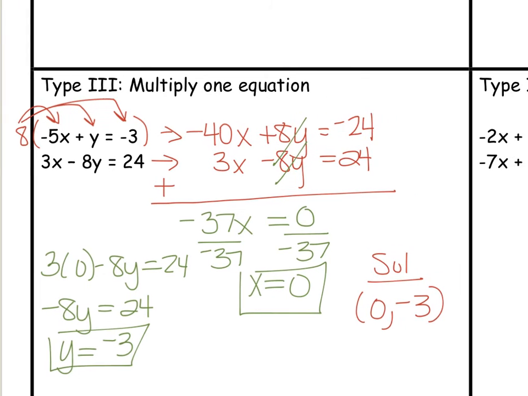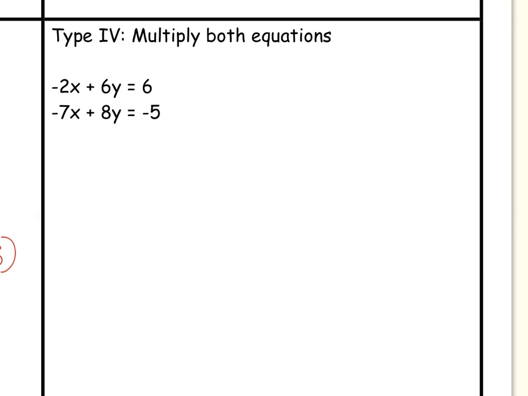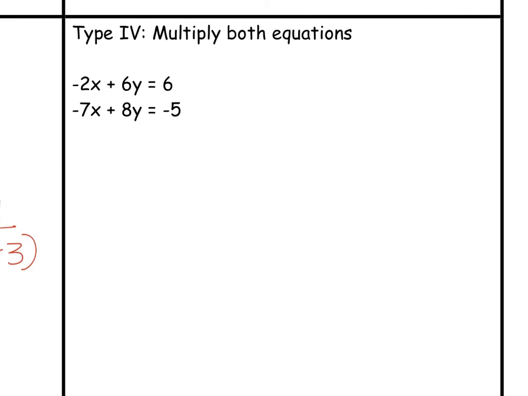The last type of elimination is to multiply both equations. When we look at these two equations, it's not as simple as just multiplying the top one times a number and the bottom one times a number. We have to look for the LCM. And you have a choice. You can find the least common multiple of 2 and 7, or you can find the least common multiple of 6 and 8. I'm going to choose 2 and 7 just because I'll get smaller numbers, but you could do 6 and 8.